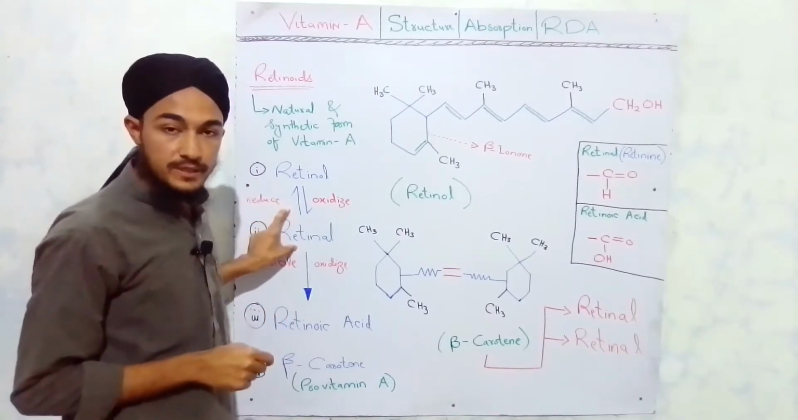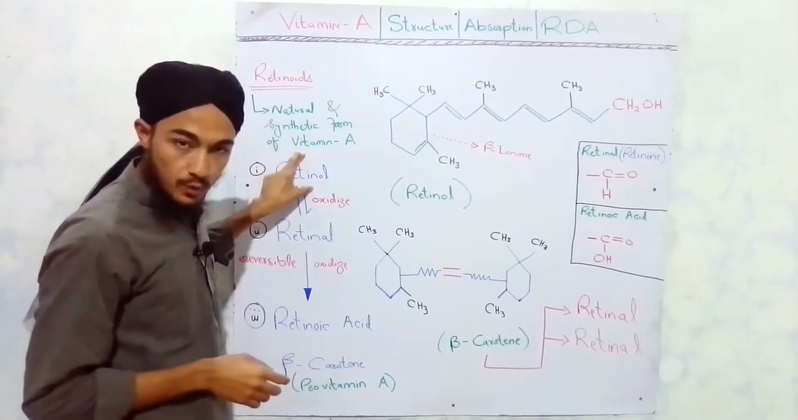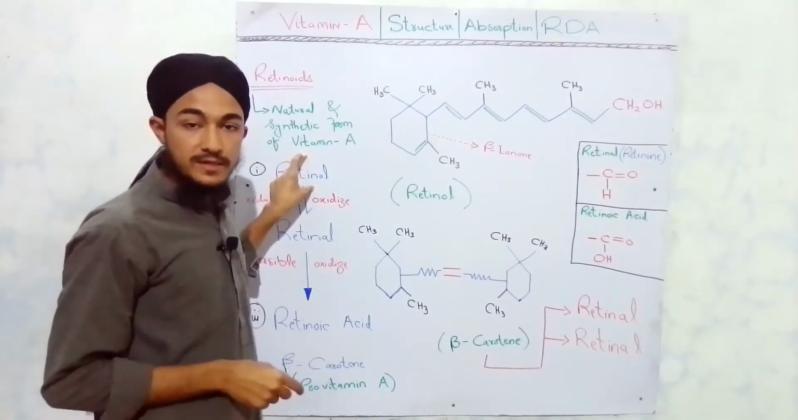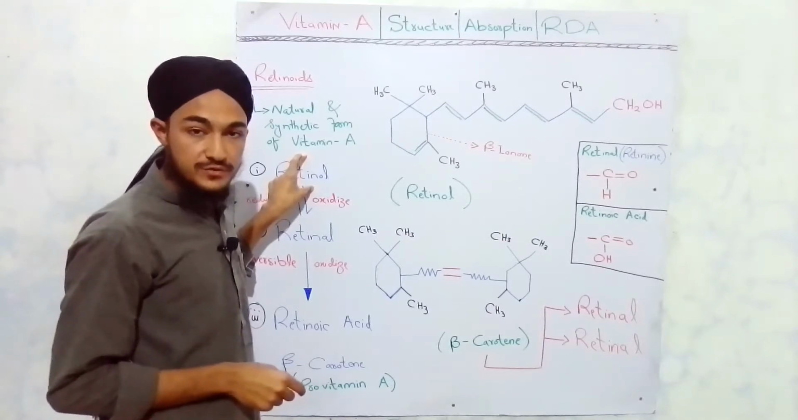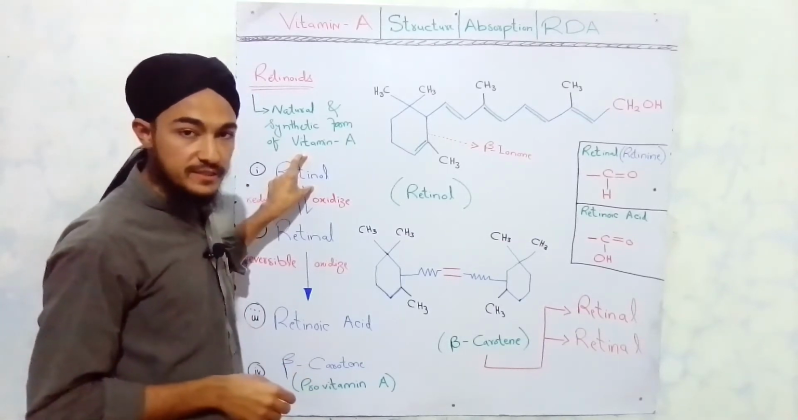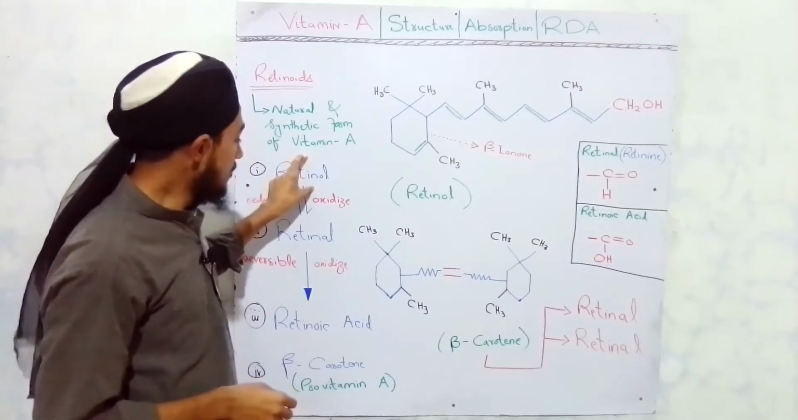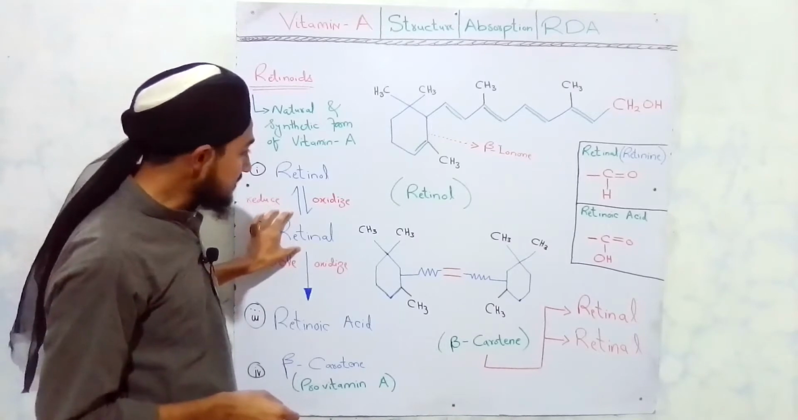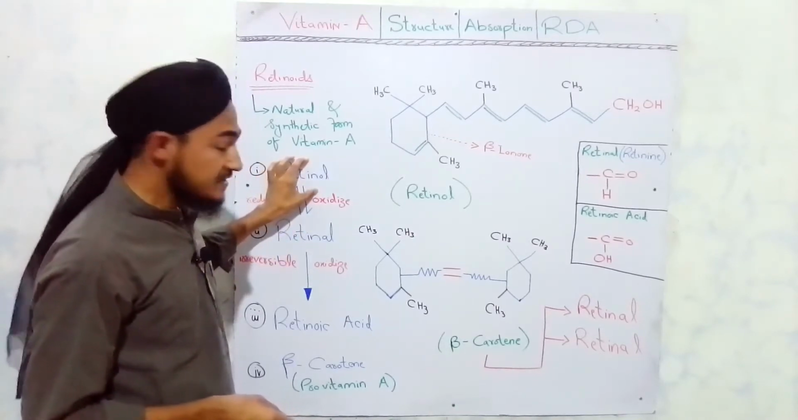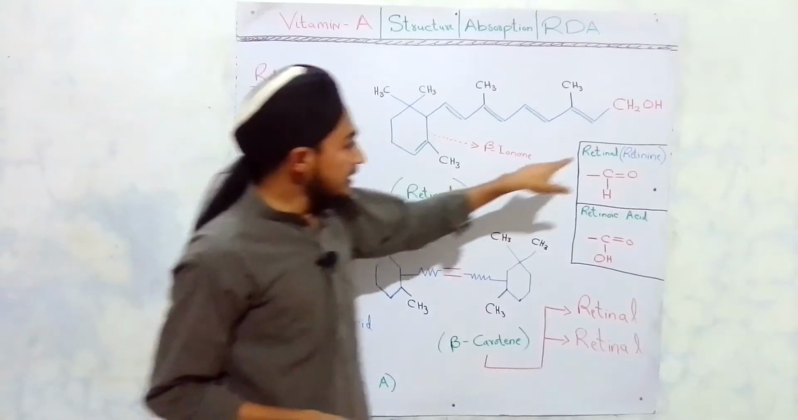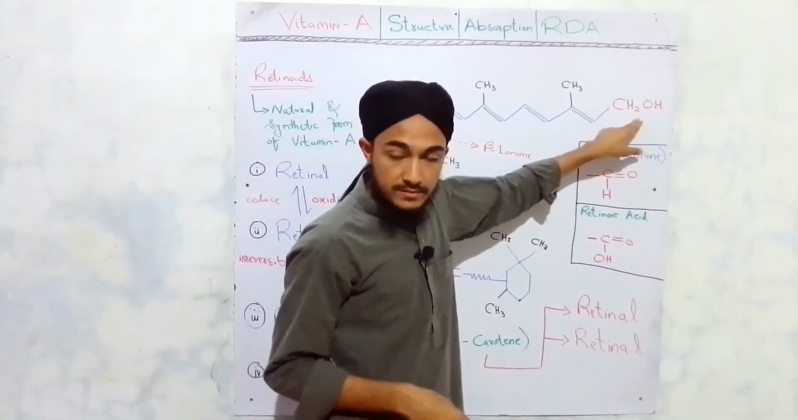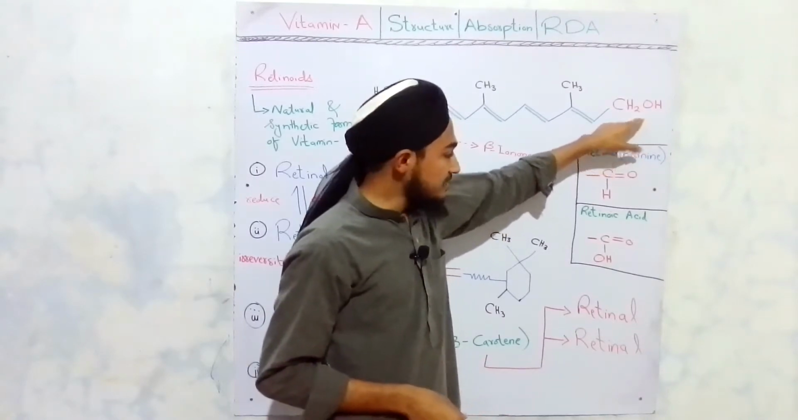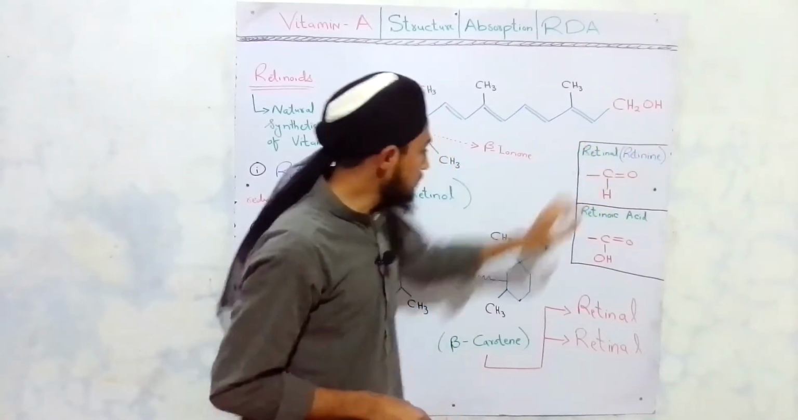Retinol is found in animal tissues as retinyl esters associated with the long chain fatty acids. Okay, now we will discuss the structure of retinal. As I have already mentioned, retinol and retinal are only differentiated from each other by this group, that is, in retinol it has a hydroxyl group, while in retinal it has an aldehyde group.